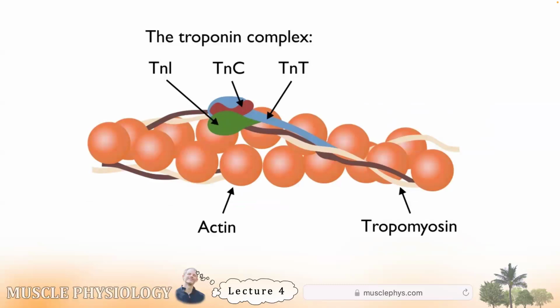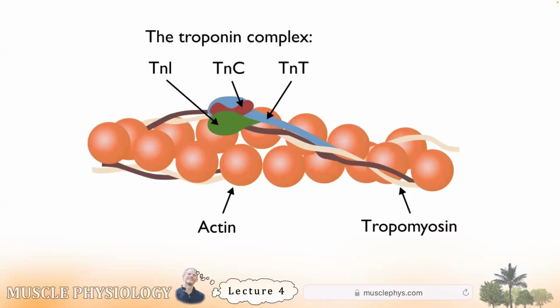So here's the troponin complex. There are three subunits, C, I, and T. Each of them is responsible for a specific function of troponin. Troponin T is what binds the troponin complex to tropomyosin. It's like the stem of the berry. T is for tropomyosin. Troponin T is bound to tropomyosin.